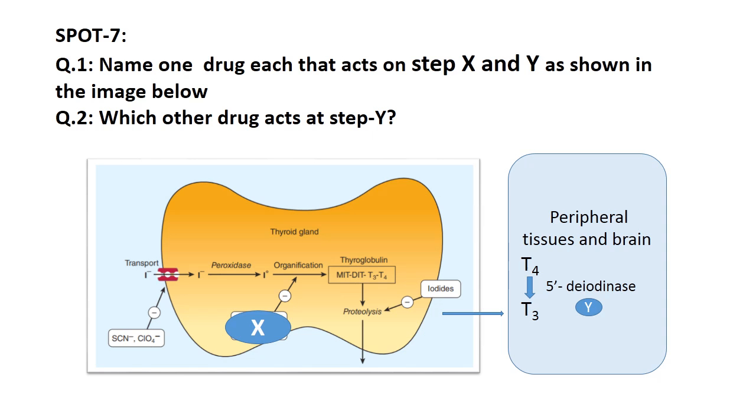Spot 7 is: identify drug X and drug Y. This is thyroid hormonogenesis, and organification of the iodides occurs and is inhibited by drugs. Now, the question asked is: name one drug each, X and Y, that acts on steps X and Y as shown in the image, and which other drug acts at step 2, that is step Y.